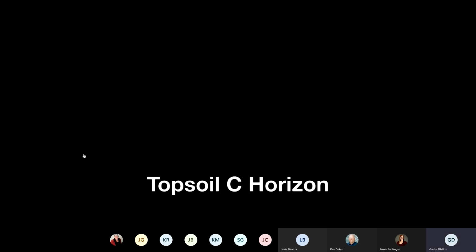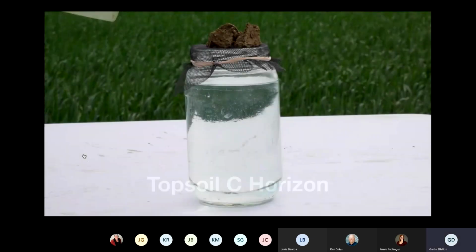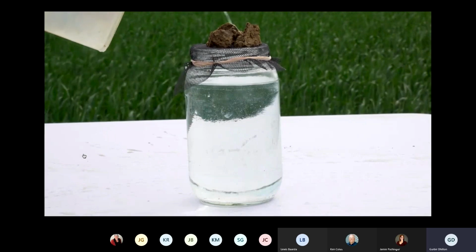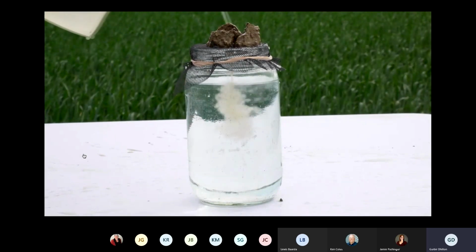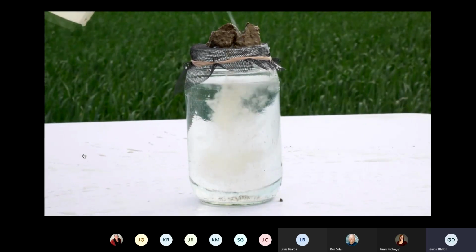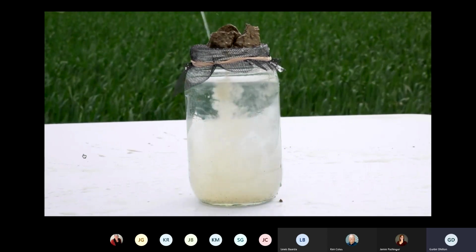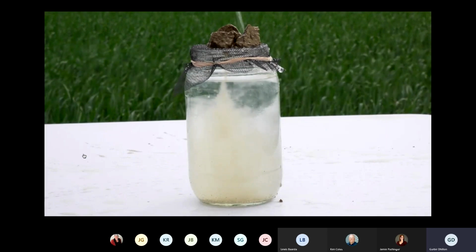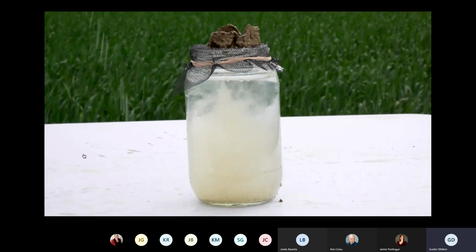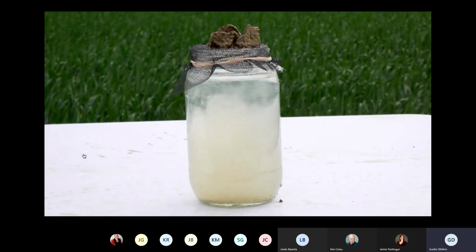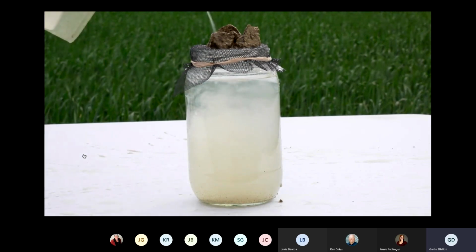When we move down the horizon to the C horizon, these soils have lower organic matter content, not so many roots. Aggregation is lesser, so these soils are disintegrating much quicker compared to the topsoils, thus showing the importance of roots and organic matter in providing stability to these aggregates.